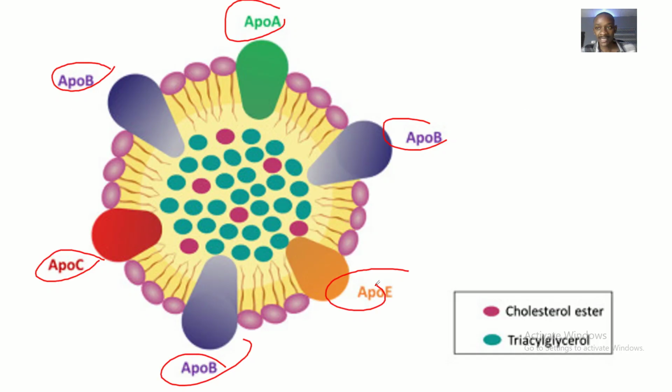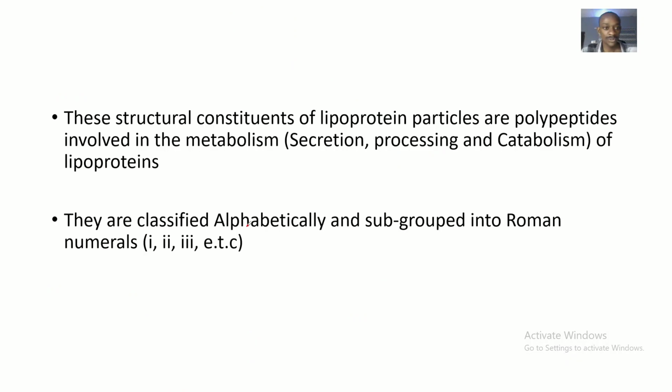But let's talk a bit about the apolipoprotein, because if they ask you to draw, you don't just draw only, you have to at least give one or two paragraphs about it. Apolipoproteins are structural constituents of lipoprotein particles. They are polypeptides that are involved in the metabolism of lipoproteins. When you are talking about metabolism, you are talking about anabolism and catabolism. Anabolism is the build up, involving secretion and processing, then catabolism too. So they are constituents of lipoproteins, but they also take part in the metabolism of lipoproteins.